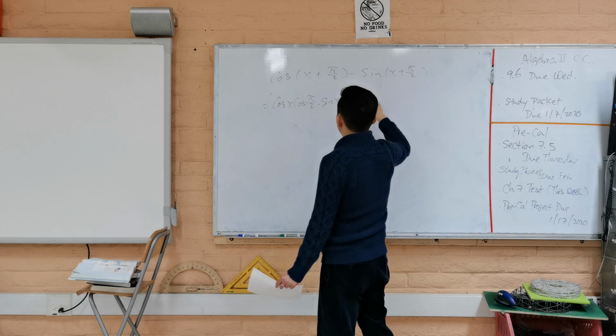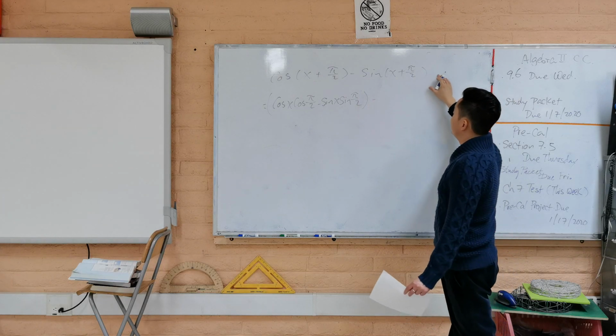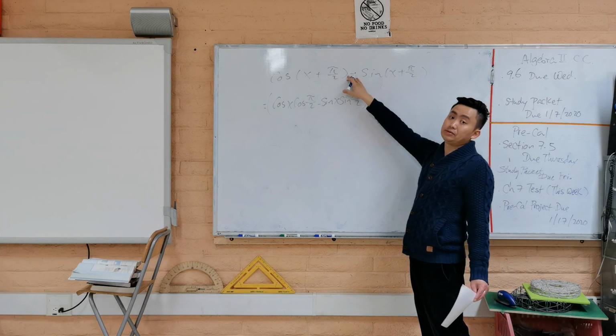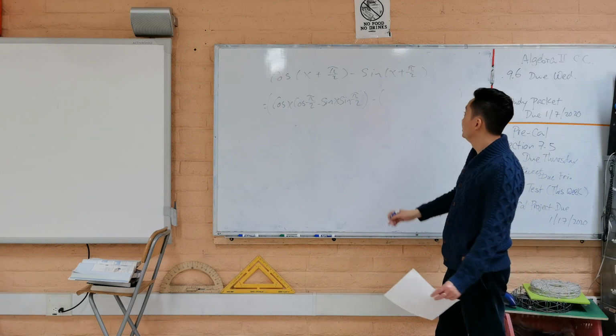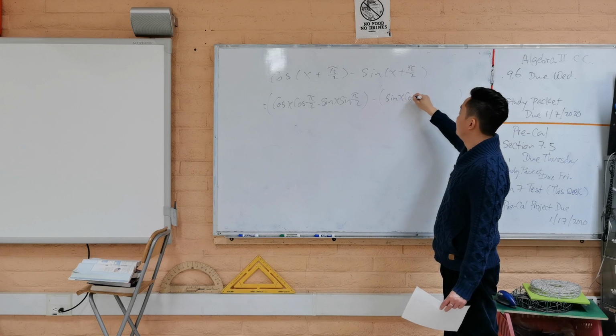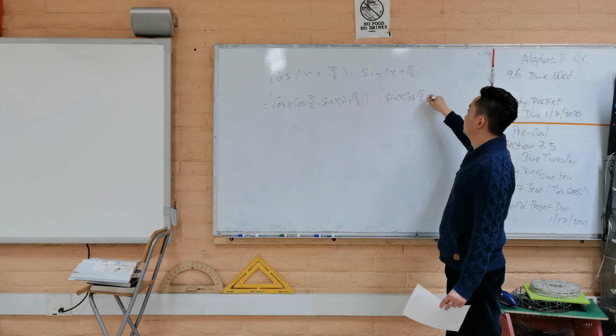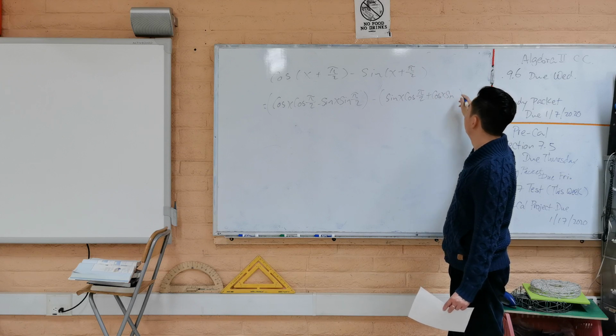So this takes care of the sum of cosine. Now I'm going to be careful with the sum of sine, because there's a minus right in front of it. That means you want to put it in parentheses and then expand it: sine of the first angle times cosine of the second angle, plus cosine of the first angle times sine of the second angle.